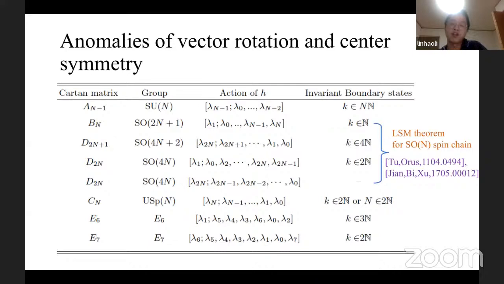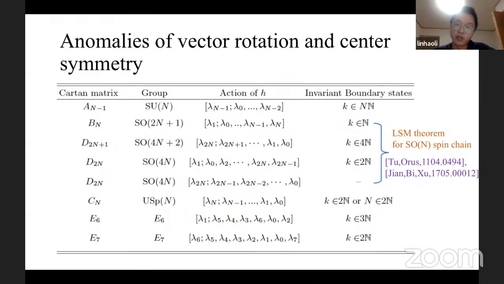So for the LSM theorems on the lattice, for general spin models, it is usually hard to find an LSM constraint for these spin chains on the lattice. But here we start from the boundary state method, and there is a simple way to classify all the anomalies of the WZW models. And I think this will motivate us to find the LSM theorems for spin chains with other Lie groups. Yeah, that's good.